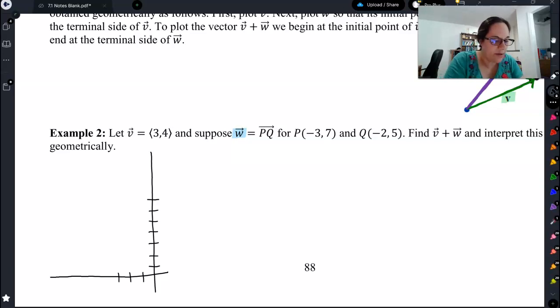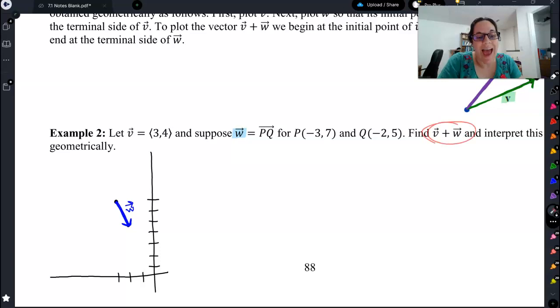So there's vector W's starting point, and it ends at -2, 5. So that right there is vector W. And I know vector V is written in component form 3, 4. And what I want to do is add these two vectors together.